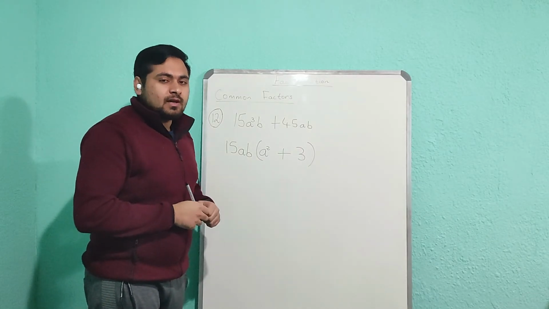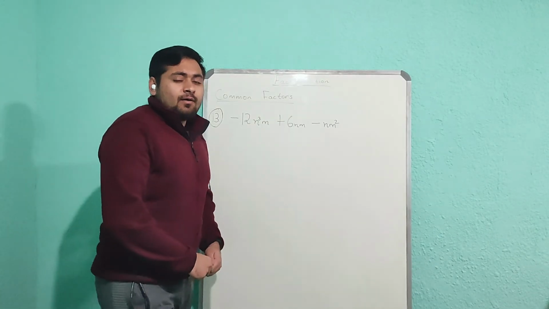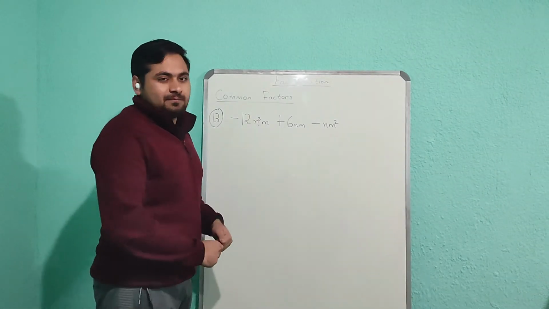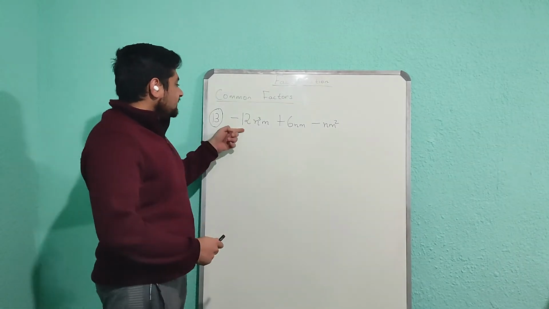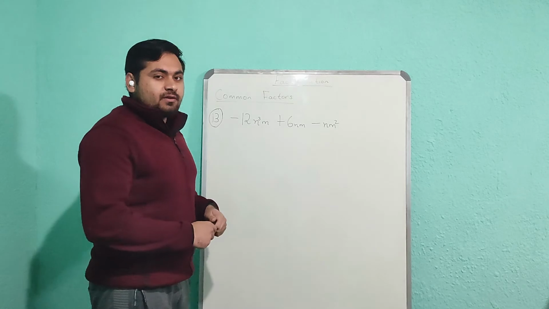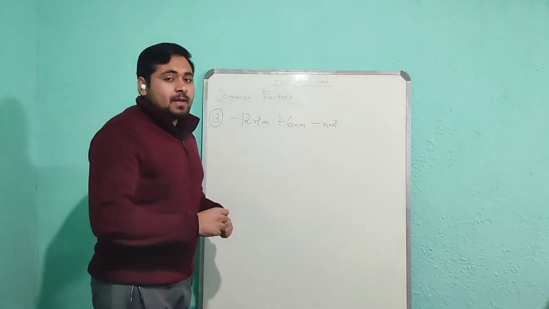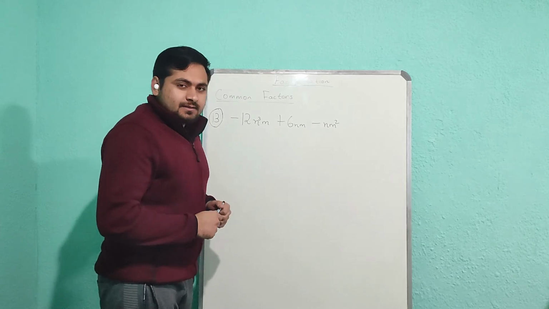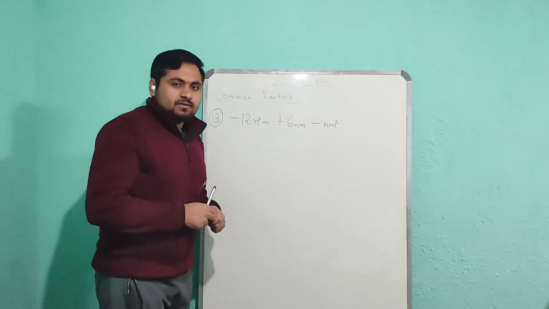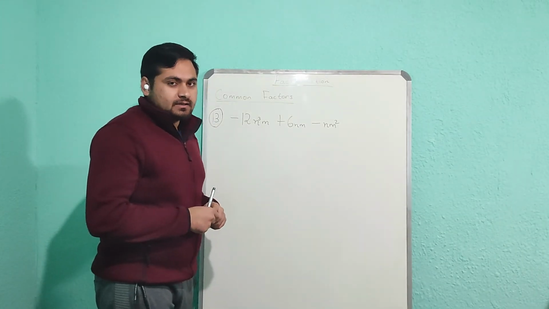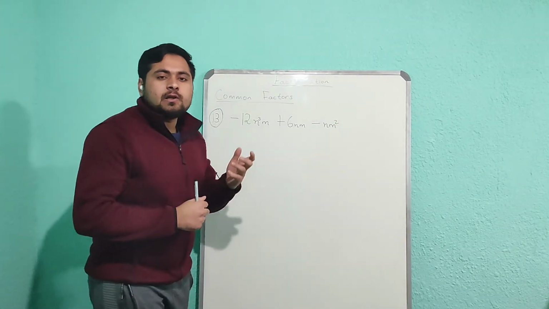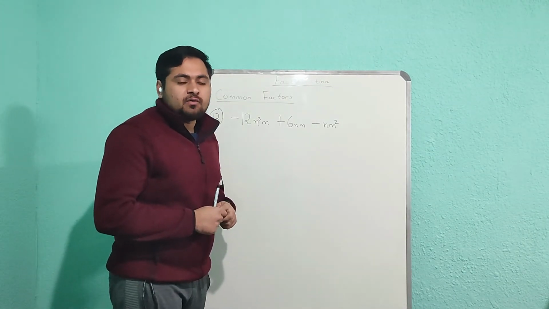Now we'll move on to the last example. Now finally, question 13. Question 13 says minus 12 n to the power of 3 m plus 6 nm minus nm squared. As you can see, our first term is negative, so we will pull out the negative. In question 13, we will use a lot of multiplication of integers rules.